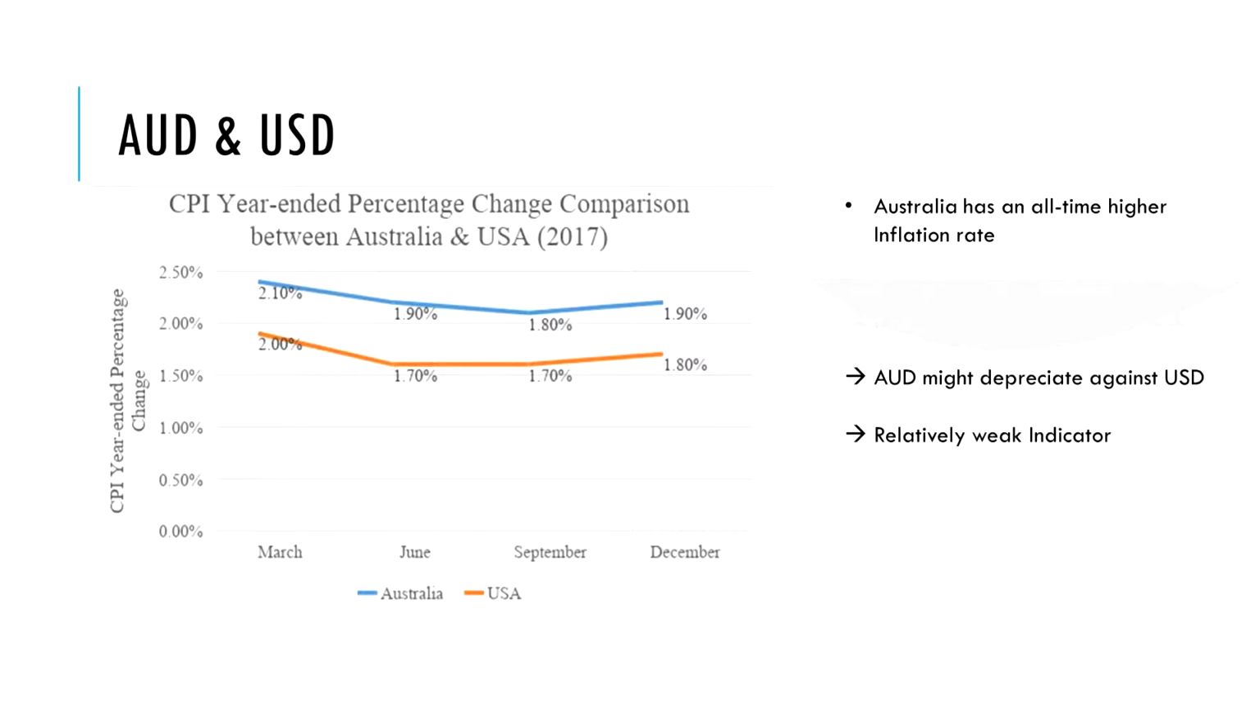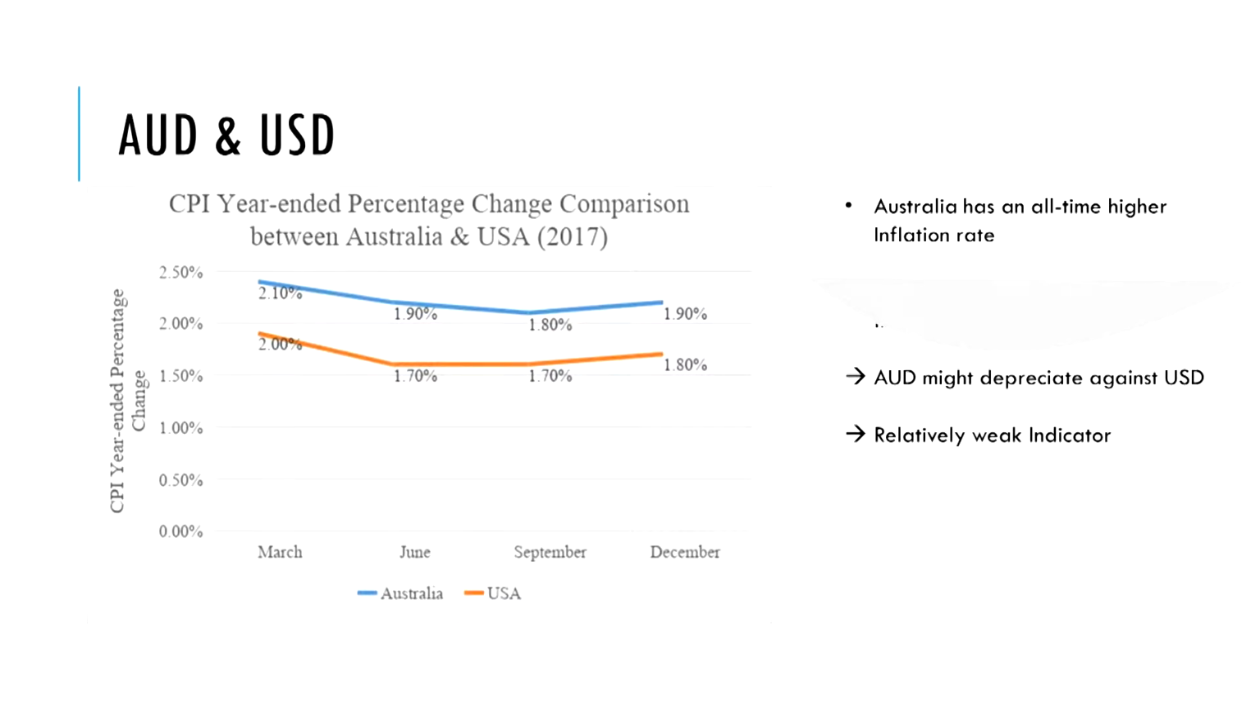The following graph compares the year-ended percentage change in the Consumer Price Index of Australia and the United States in 2017. Data is derived from the United States Department of Labor and the Australian Bureau of Statistics. Looking at the graph, we can see that in both countries, inflation is quite stable with a trend to slightly decrease over time. Though differences are minor, Australia tends to have an all-time higher inflation rate than the US.